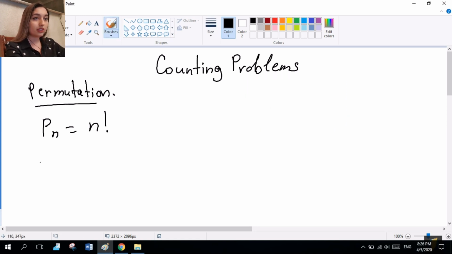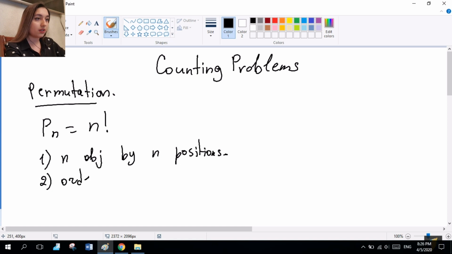Okay, so what are the keys for permutation? So the first key is that we have n objects by n positions. The second one is that order does matter. And each element in our set has to be only used once. So it's only used once.